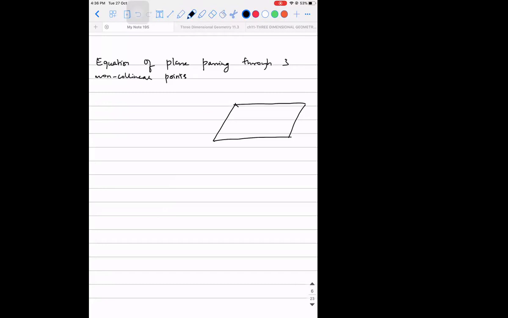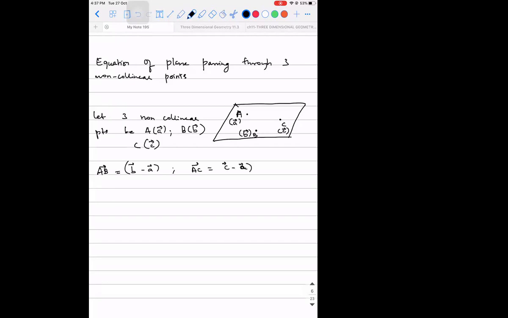So listen. Let's say you want the equation of this plane, and there are points A, B, and C, whose position vectors are a vector, b vector, and c vector. Okay. Now, let three non-collinear points be a vector, b vector, and c vector. Then what is AB vector, guys? It is b vector minus a vector. What is AC vector? It is c vector minus a vector. What is BC vector? It is c vector minus b vector.